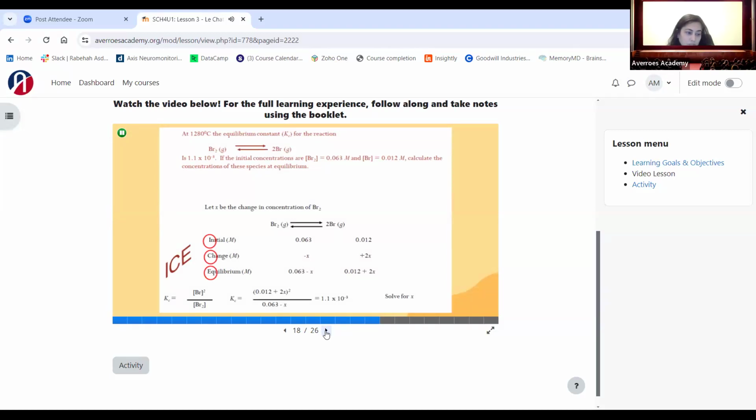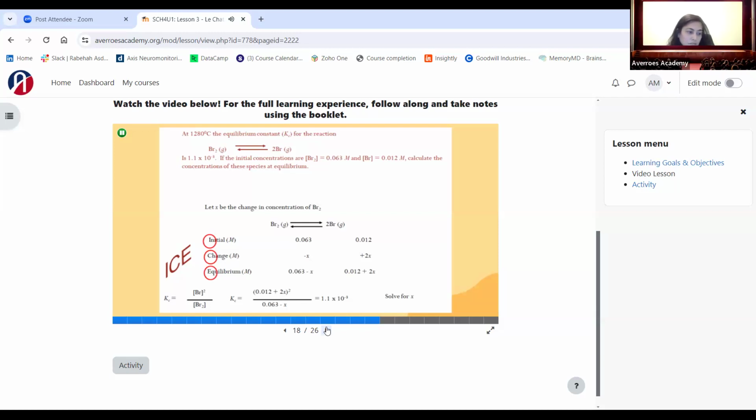So again, let X be the change in concentration of Br2 here. We're going to draw out our ICE table: initial, change, equilibrium. So we know our initial. We are given our initial concentrations, 0.063 and then 0.012. For Br2, our change is going to be minus X.